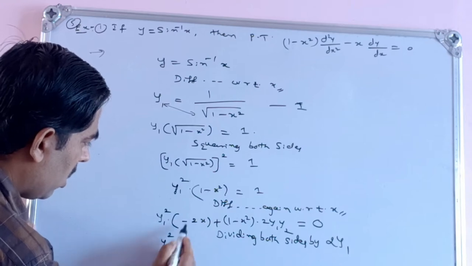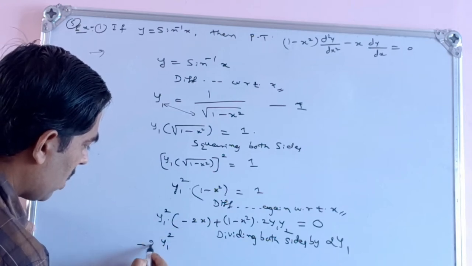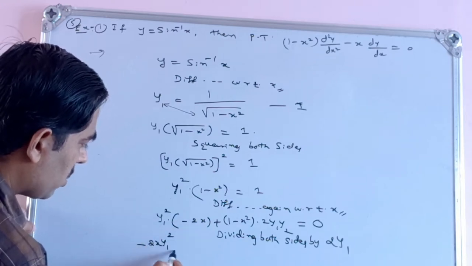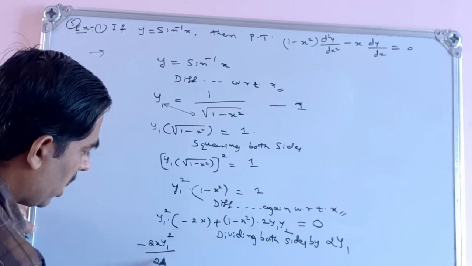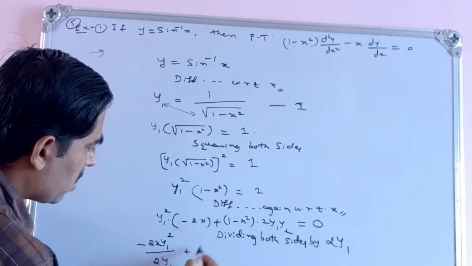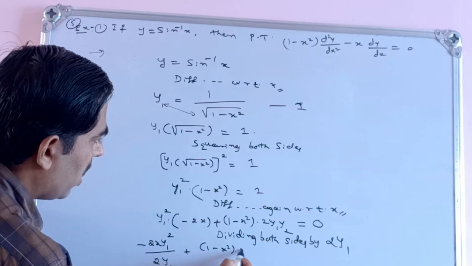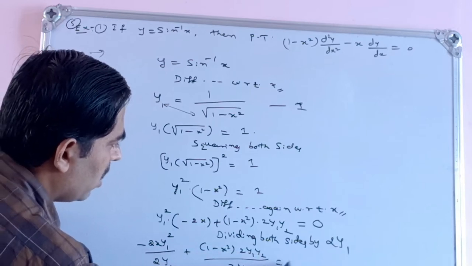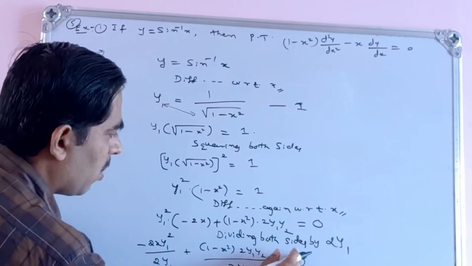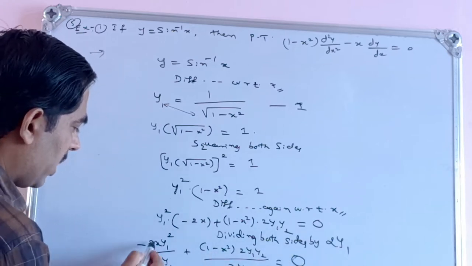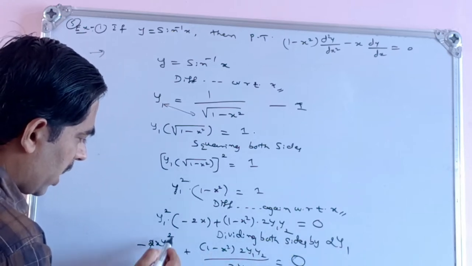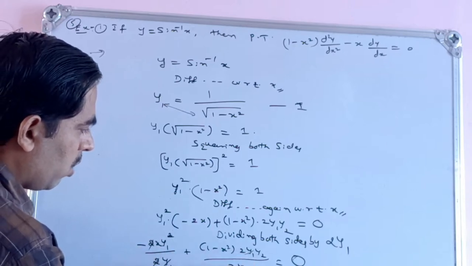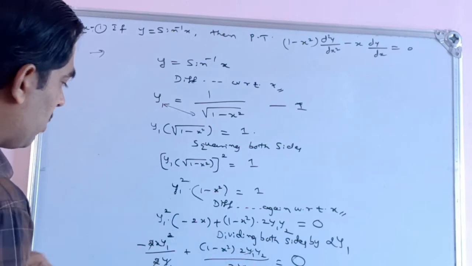See, minus 2x y1 square. I am dividing by 2y1, plus 1 minus x square into 2y1 y2 divided by 2y1. Then 0 divided by 2y1, that will be what? 0 only. So then the 2 gets cancelled. See, one y1 gets cancelled here, and here 2y1 gets cancelled. What quantities remain here?